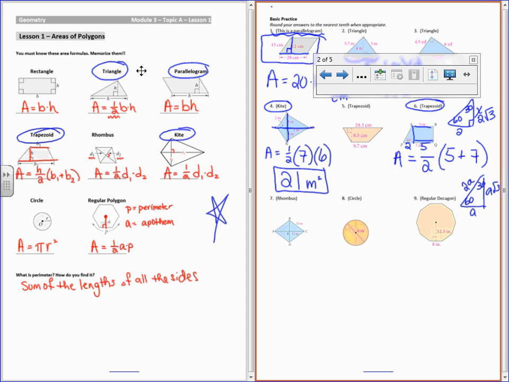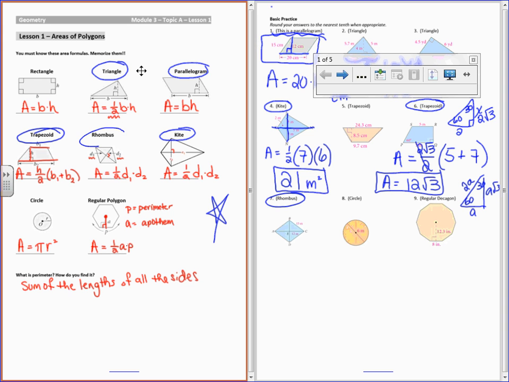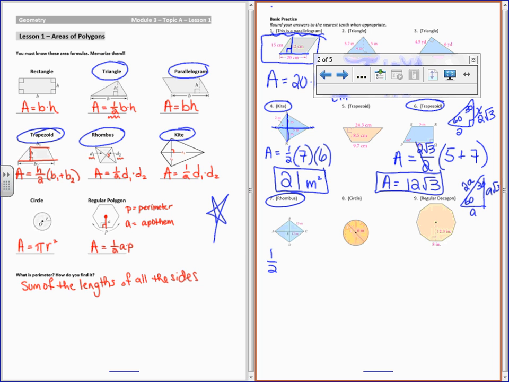So if I want the height here, when I do H over 2, I'm going to do 2 root 3 over 2 times 5 plus 7. And then when I multiply that, my 2's would cancel, and I would end up with 12 root 3, or its decimal equivalent. Okay? Again, all I'm doing is looking at the formula, using the formula. So I get to rhombus: 1/2 D1 times D2.